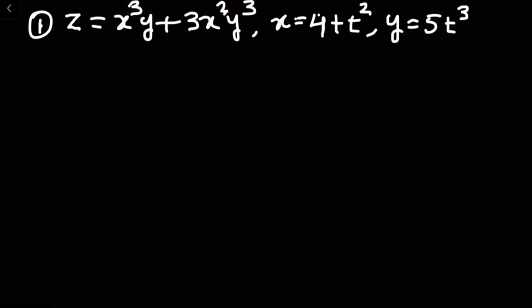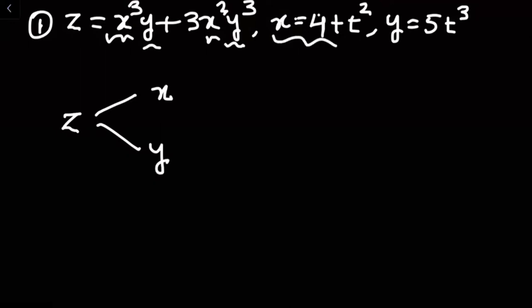In order to solve this problem, I'll tell you some steps which you should follow to get the answer. The first step is to make the tree diagram. Let us try to make the tree diagram of the given function. The given function is z. In z, we can see the two variables x and y, right? And here you can see x is dependent on a variable t, as well as y is also dependent on variable t.